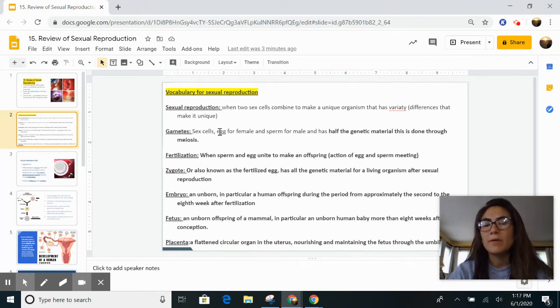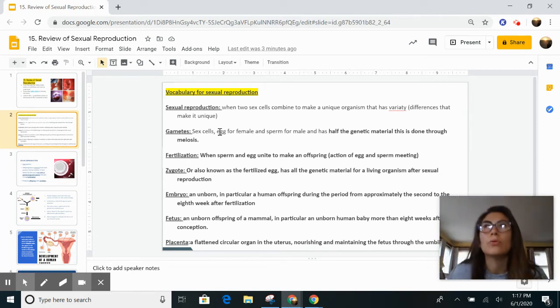Fertilization is the action. It's when the sperm and the egg come together. So it's the action of when they come together and unite to make the offspring. The zygote is what you get after they unite. So the zygote is a one-celled organism with everything inside of it, has all of the DNA. So every one of us that's alive here that was made through sexual reproduction was once a zygote.